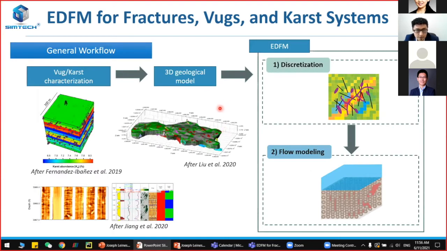Here we show the general workflow that we envision. First of all, our main objective is to honor the geological studies and the geological models that the geologist team can come up with. And after developing the 3D geological model, our idea is to use our EDFM approach and divide it into two phases. The first one is the discretization phase, and the second one is the flow modeling part.